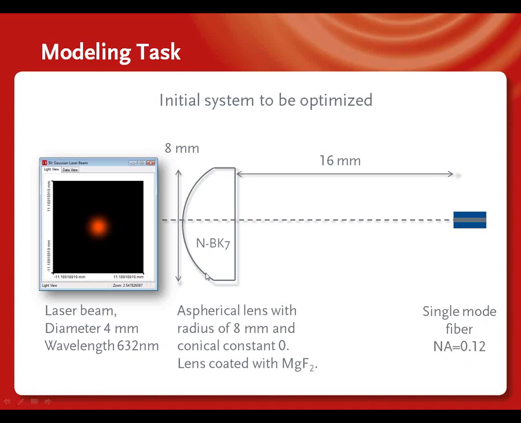I would like to give some comments concerning this aspherical lens. As an initial system, we assume that this aspherical lens has a radius of curvature of 8 millimeters and a conical constant of 0. In addition, I assume that both surfaces of this aspherical lens are coated with magnesium fluoride just to reduce the Fresnel losses, because otherwise you would lose around 8% of the energy just because of Fresnel reflection.